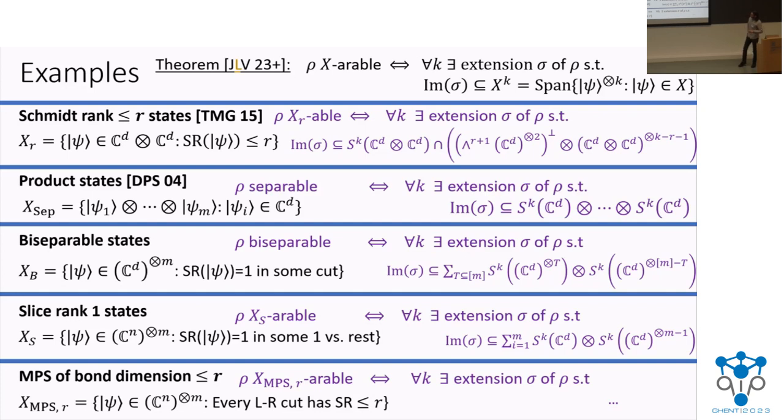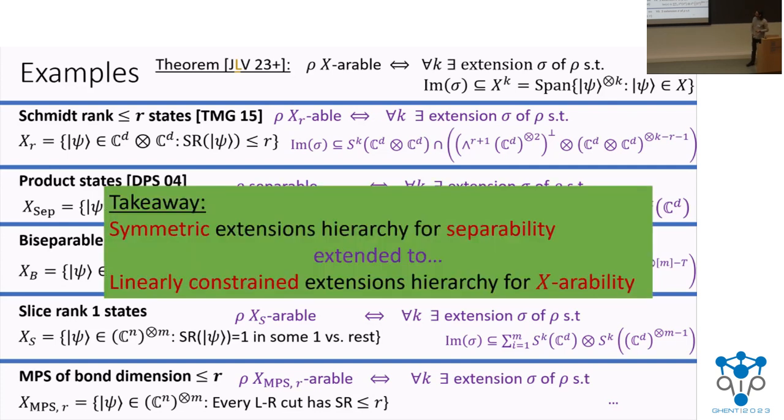The slice rank 1 version is a little more exotic. Matrix product states of bond dimension less than or equal to R: this is checking if your state can be written as a convex combination of pure states, each of bond dimension less than or equal to R. The key takeaway here is we've extended the symmetric extensions hierarchy for separability to a different extensions hierarchy for exorability. So instead of a symmetric constraint on your extensions, you have a different linear constraint on the extension depending on what your set X is.